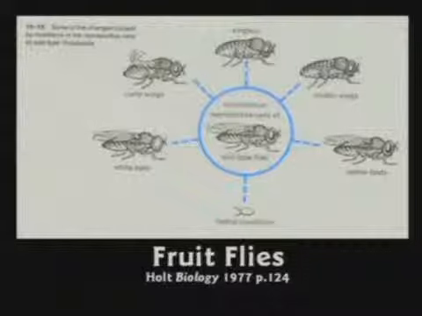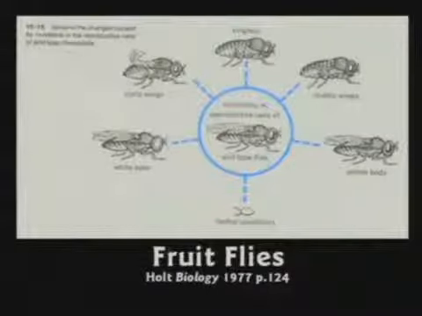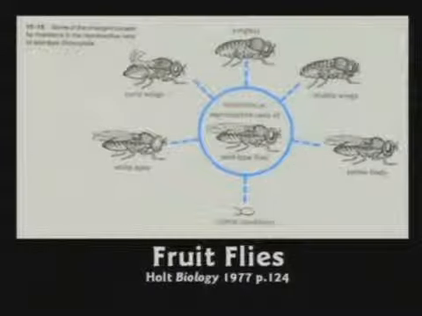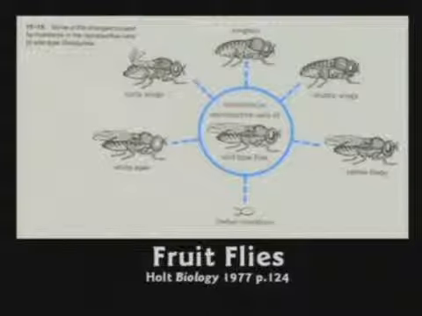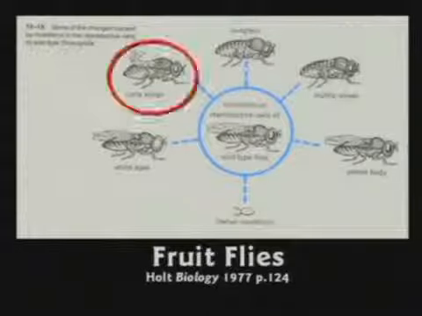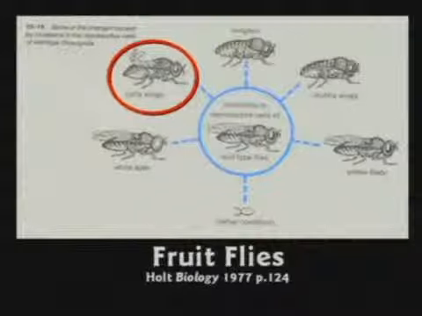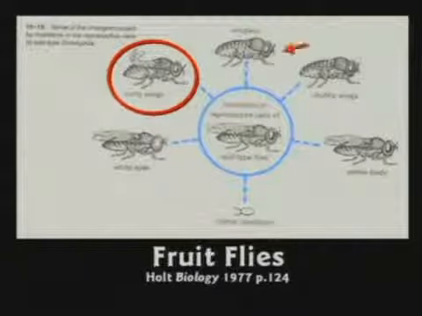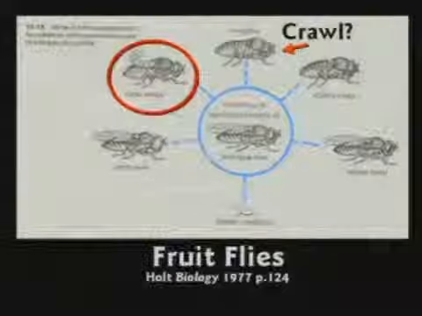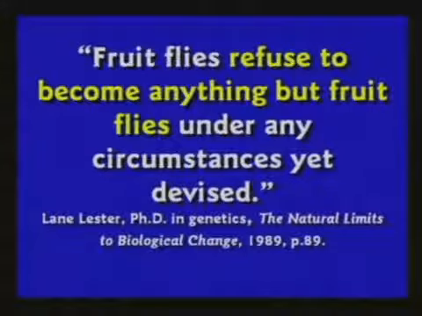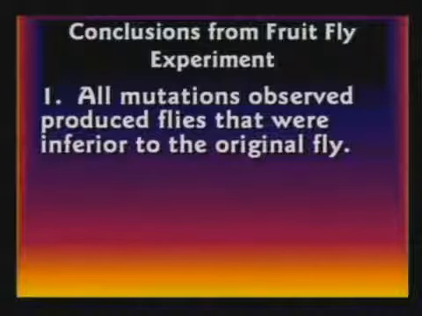Okay, textbooks say, well, the fruit fly's evidence for evolution. They put those flies in the laboratory and nuked them and microwaved them and x-rayed them and did all kinds of neat things to the flies, and they got some really weird mutations. They got flies with curled wings. They fly around, couldn't go anywhere. Flies with no wings. It's not a fly, it's a crawler. They said, boys and girls, fruit flies refuse to become anything but fruit flies under any circumstances yet devised. Good observation. So all mutations observed produced flies that were inferior to the original fly.